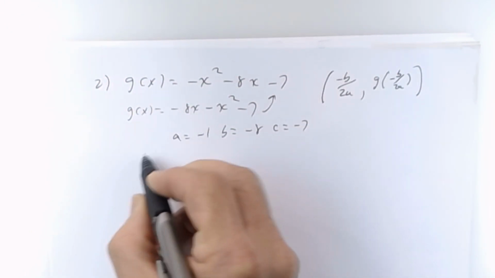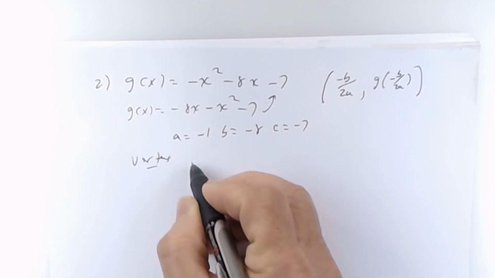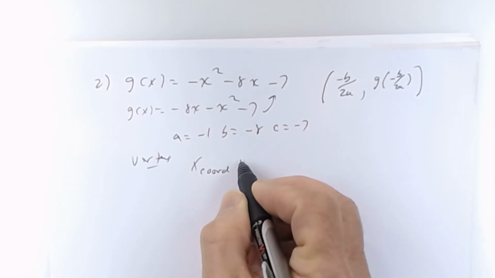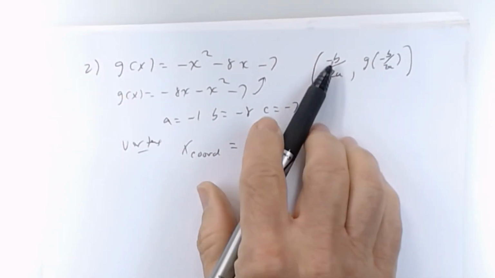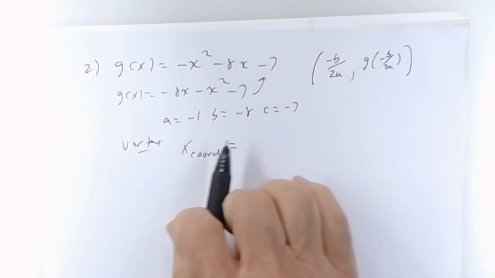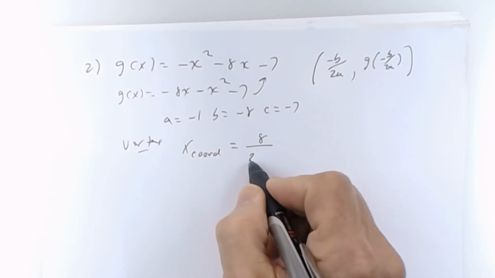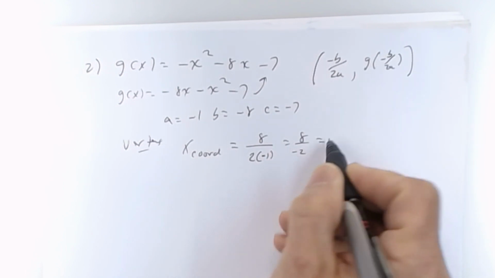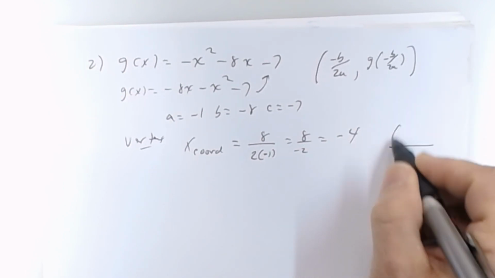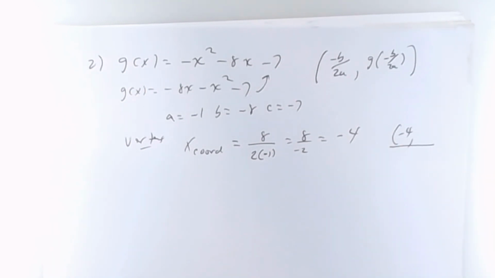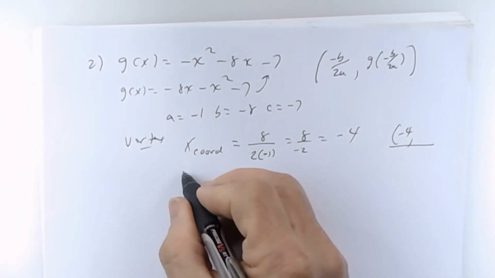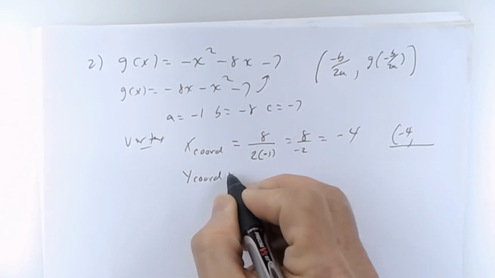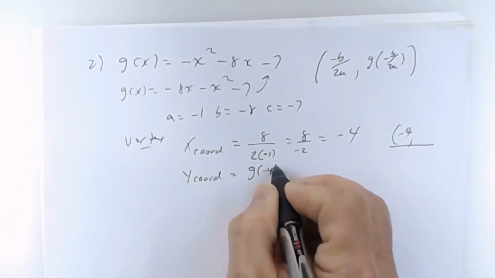All right. So I'm finding the vertex. The x coordinate of the vertex is the opposite of b. What's the opposite of b? 8 divided by 2 times a, what's a? -1. So I get 8 divided by -2, which is -4. So far, my vertex has x coordinate -4. How do you find the y coordinate? Substitute -4 into x. So basically, to find the y coordinate, you're finding g of -4, correct?